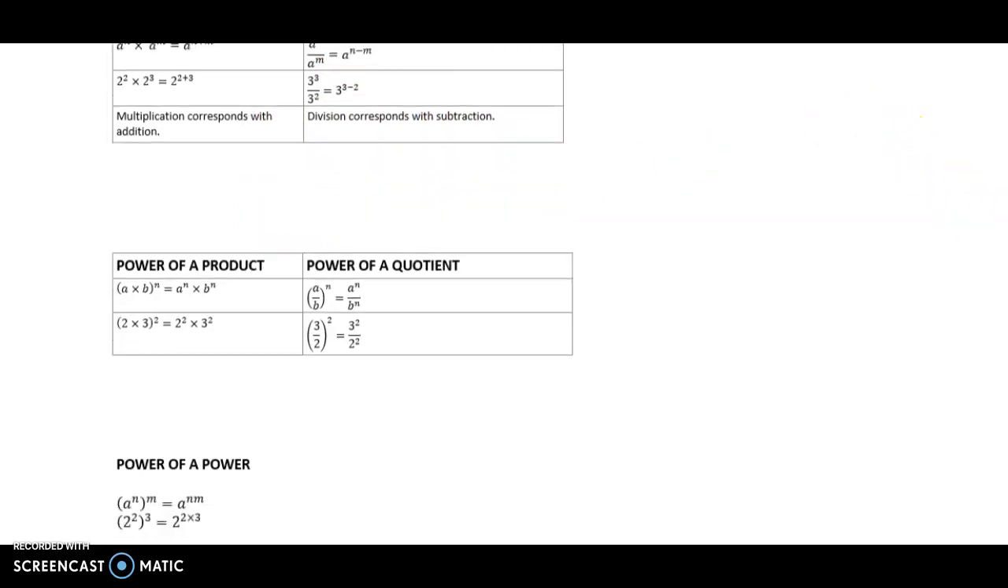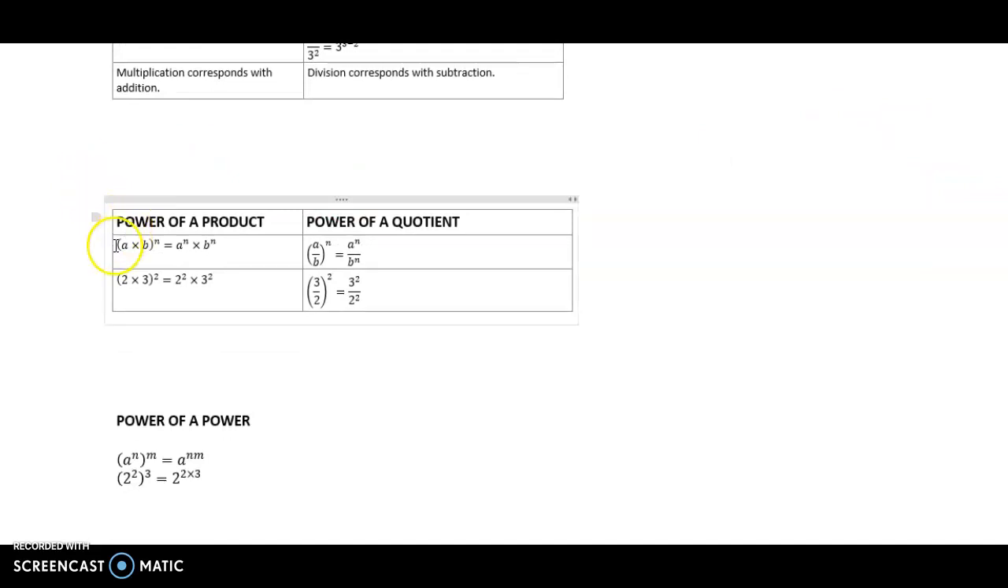Sehle size kwi power of a product ne power of a quotient. Once again futhi isebuleti is such that bama opposites. A power of a product isitshela ukuthi uma sikhuluma ngeproduct sesiyazi vele nequotient ukuthi sikhuluma ngani. Within ama brackets siyabona ukuthi we have a multiplied by b, where a and b can be any numbers except 0.